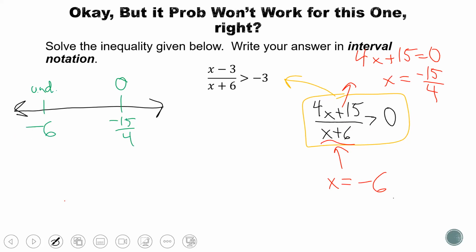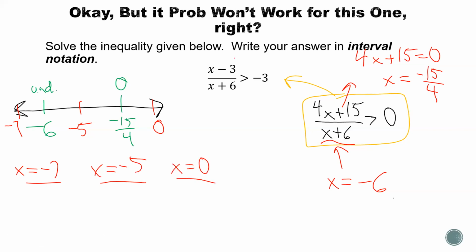And then from there, we choose our test points. So one value less than negative 6, which would be negative 7. A value between negative 6 and negative 15 over 4. For simplicity's sake, I'll use negative 5. And then a value bigger than negative 15 over 4, which would be 0. We'll take each of those and plug them into the original expression. And remember, what we are looking for here is whether the answers we get are positive or negative.